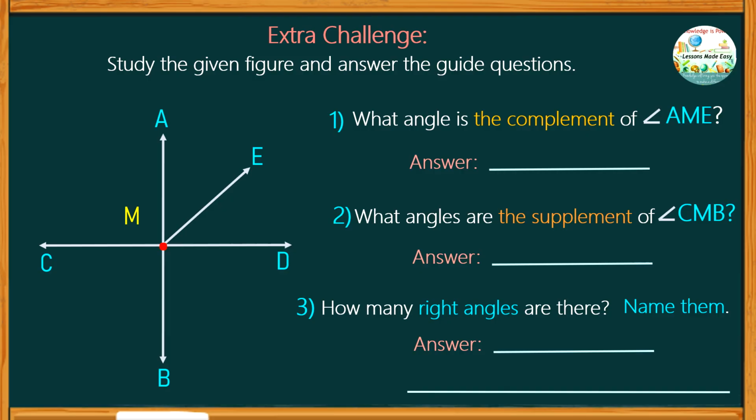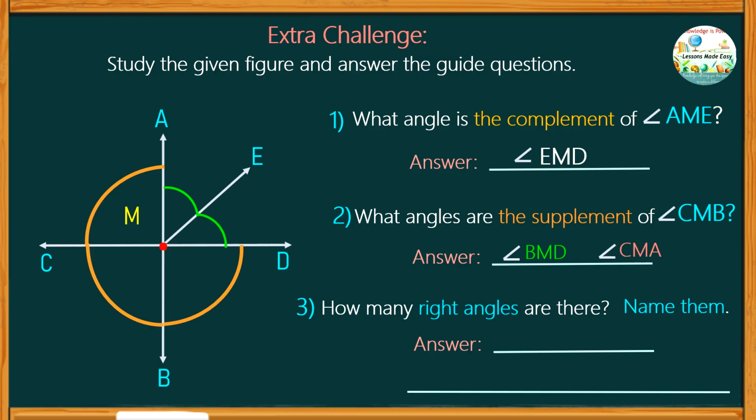So for number 1, just find the pair of angle AME to come up with complementary angles. So the complement of angle AME is angle EMD. For number 2, just find which angle to pair with angle CMB to come up with 180 degrees, forming supplementary angles. Here is one of them. On this side, the supplement of angle CMB is angle BMD. Here is another one. In this vertical side, the supplement of angle CMB is angle CMA. Finally, how many right angles are there? The obvious answer is 4 right angles, and they are angles CMA, CMB, AMD, and DMB.